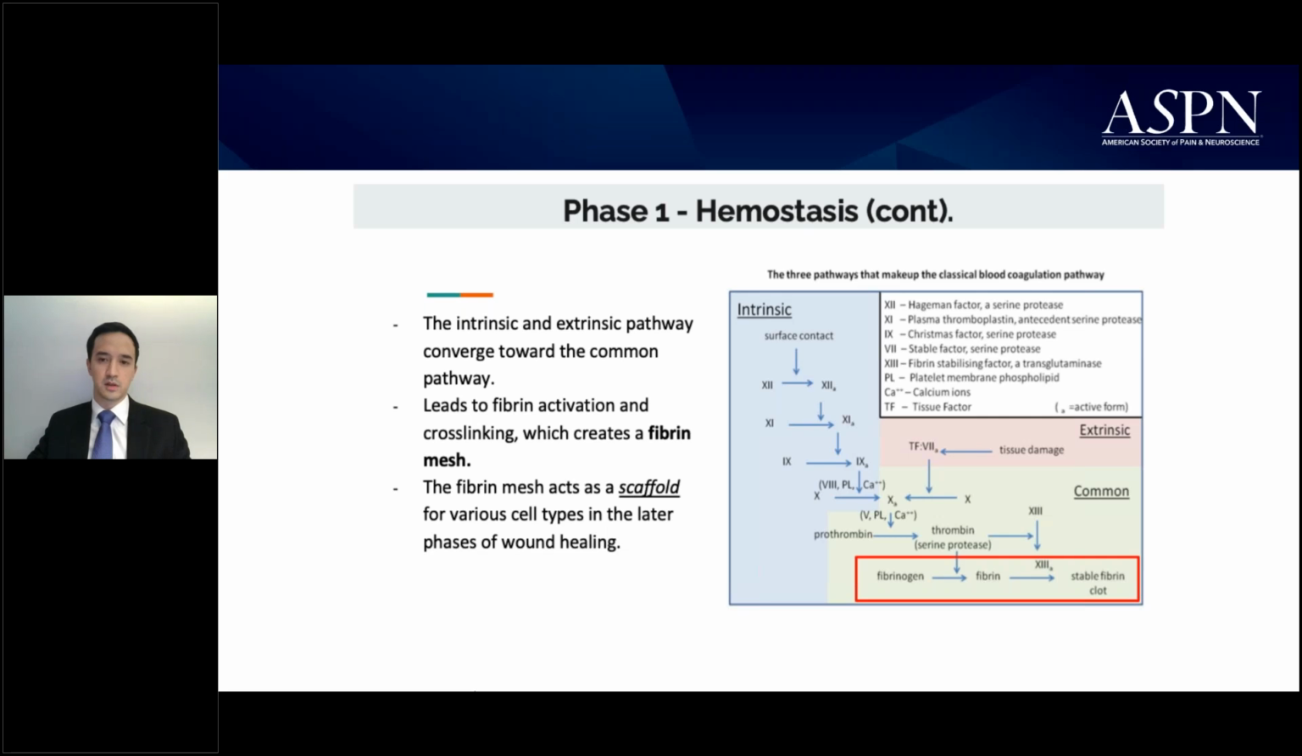As you recall, fibrinogen is important for cross-linking those platelets, and now that it is converted to fibrin, that clot becomes more of a scaffolding, a strong, sturdy scaffolding onto which various cell types can later bind and progress in the next phases of wound healing.